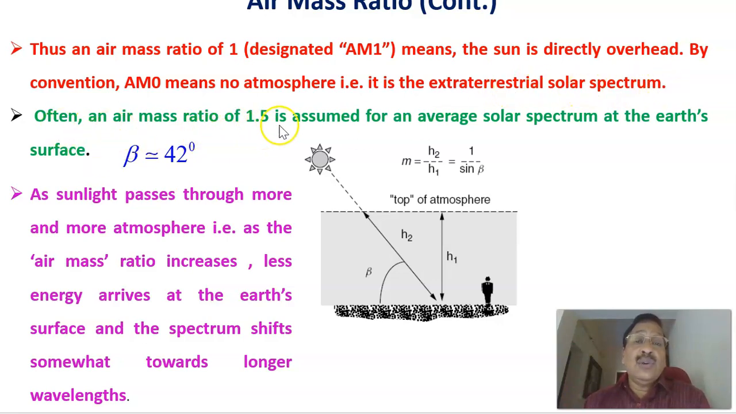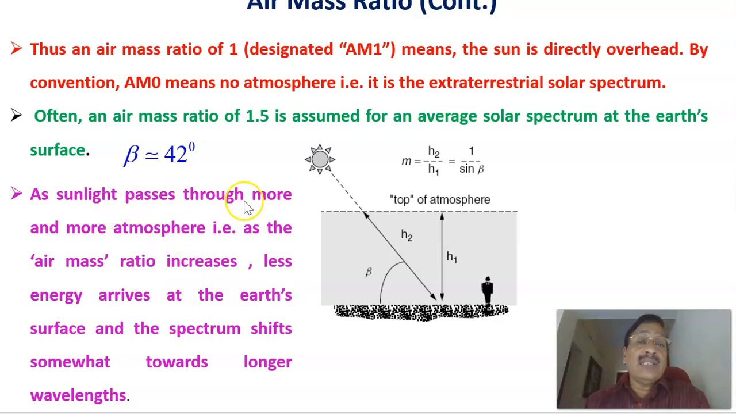Often, an air mass ratio of 1.5 is assumed as the average solar spectrum at the Earth's surface. Standard testing conditions take the air mass ratio as 1.5. Air mass ratio equal to 1.5 means sine beta equals 1 by 1.5, or beta is approximately equal to 42 degrees.